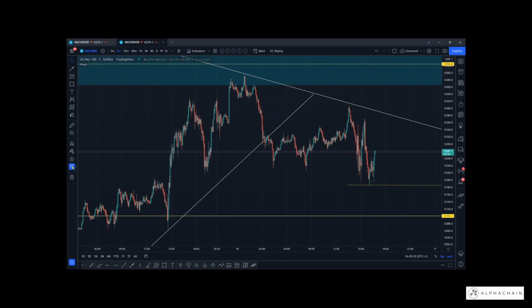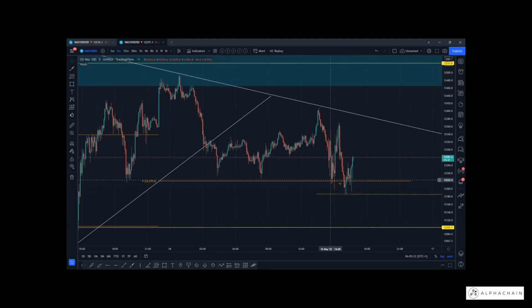Let's put the pivots back on. Yes, at this moment we're rejecting it, right? You can see it's rejected. It may be pulled back to sort of another point of a hair, and then we'll see what happens later on today, whether it will break through this level.